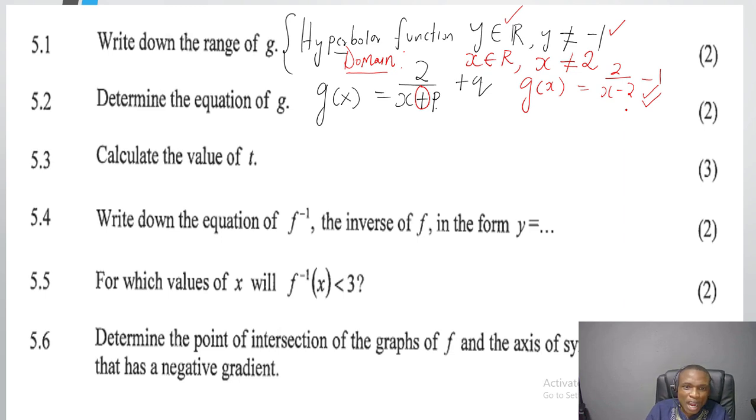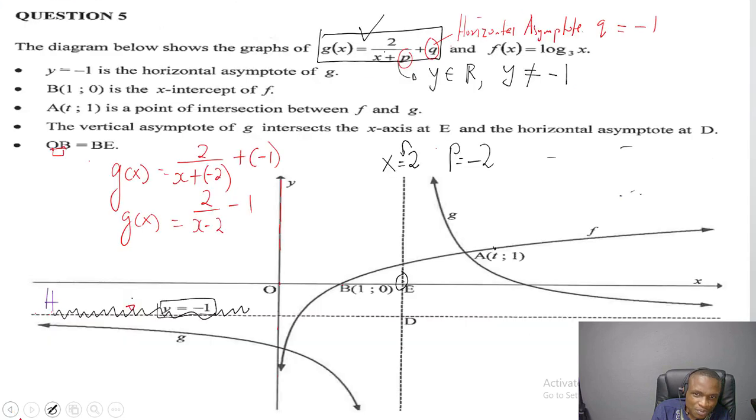So now we are going to 5.3, which is calculate the value of t. Let us look at which t they are talking about. They are referring to this t here. At the point of intersection, remember the point A, they are saying it is (t, 1). So they want to know the value of t.